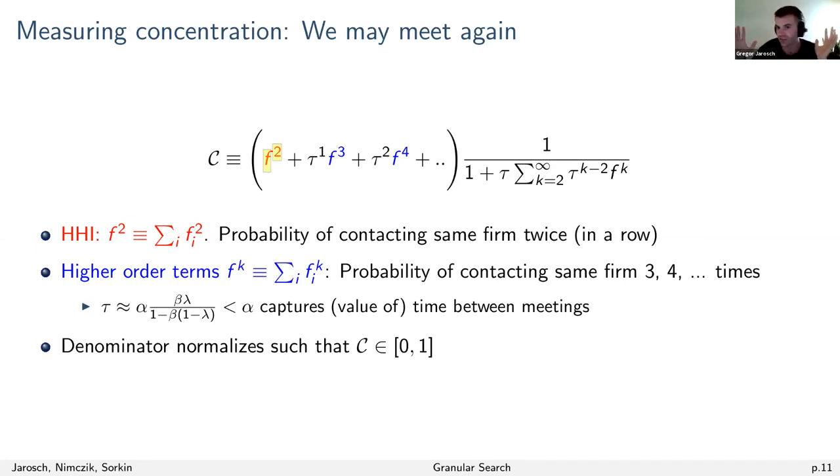All right, why does this show up? Why is this measure, which is often used in an ad hoc way, actually a natural measure for concentration here? Well, in a random search world, the sum of the squared shares is literally just the ex ante probability that you run into the same guy twice in a row.